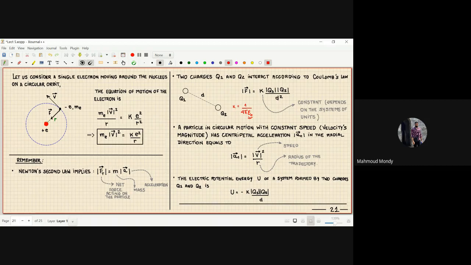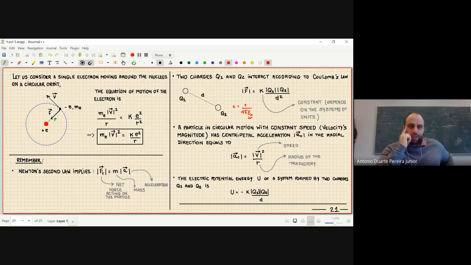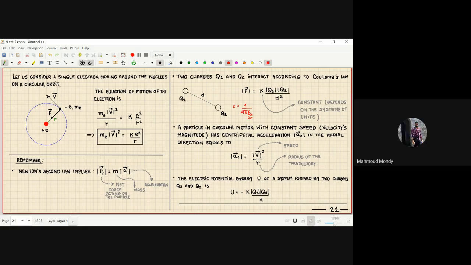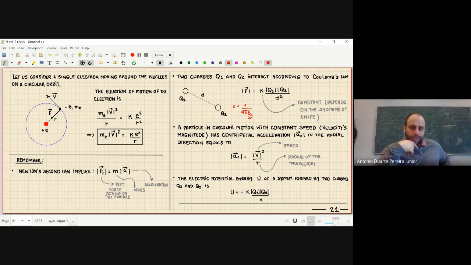Accelerated charged particles lose energy and then the atom will collapse. Who said this? Maxwell said that an accelerated charge will emit radiation. And when it emits radiation, it loses energy. So if it is losing energy, it starts falling towards the nucleus. Okay, who said the electron is accelerated in this atom? So Maxwell said that accelerated charges will emit radiation.